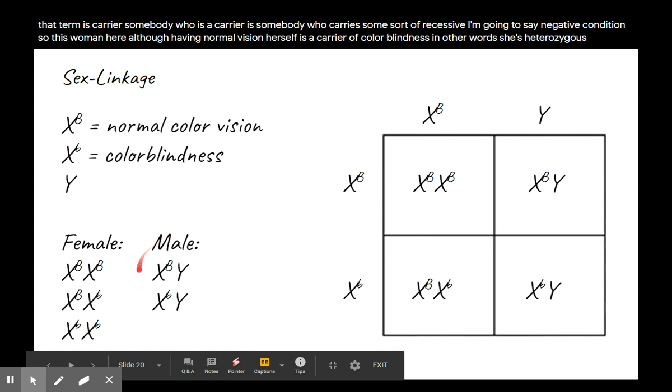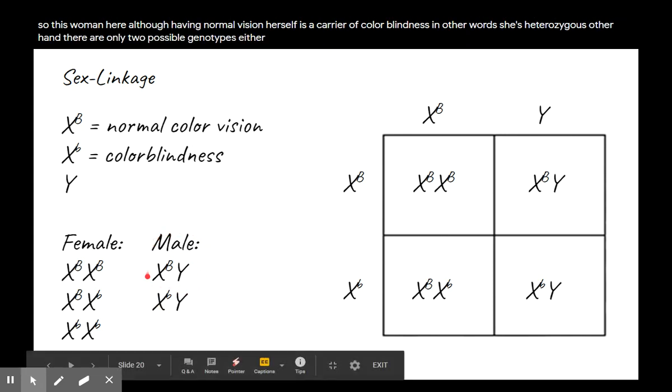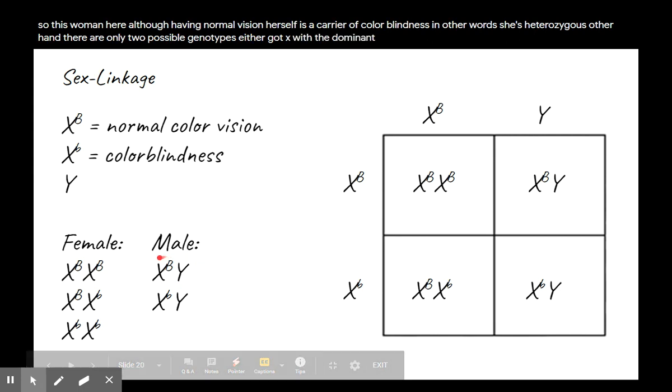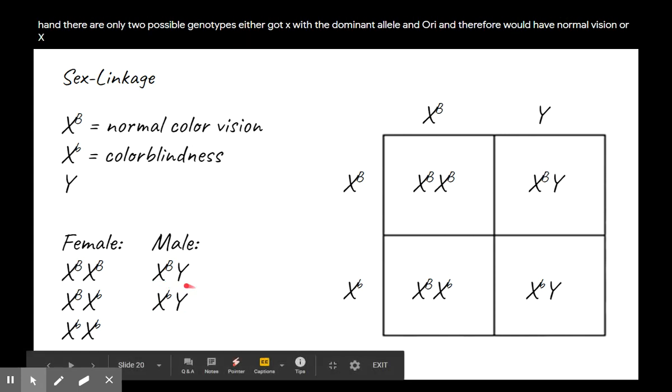The male, on the other hand, there are only 2 possible genotypes. Either X with the dominant allele and a Y, and therefore would have normal vision, or X with the recessive allele, and therefore would be colorblind.